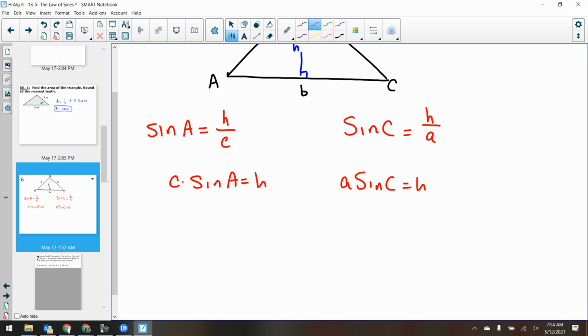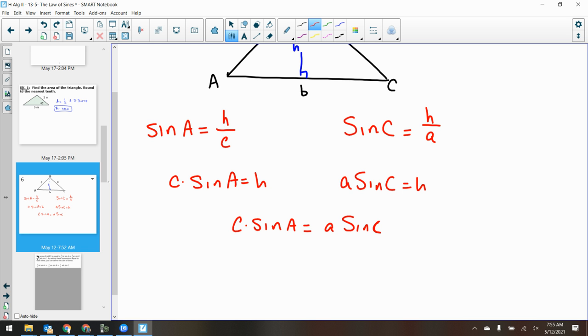And what can you do with two equations that are equal to the same thing? You set those two things equal to one another. That's the transitive property. If C sine A is equal to H, and H is equal to A sine C, then C sine A has to equal A sine C. So C sine A has to be equivalent to A sine capital C.